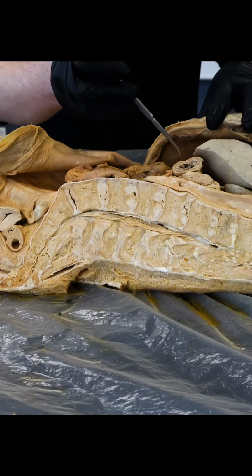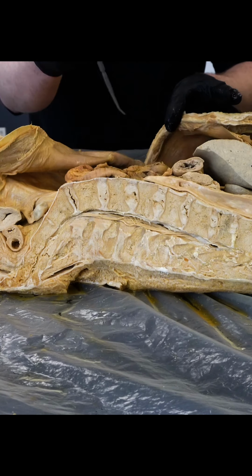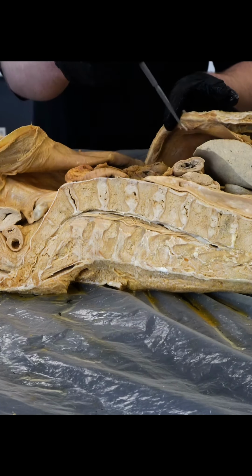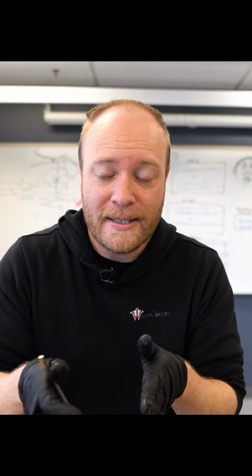But you can also see part of the stomach here, which has, we're in that pylorus, and you're getting into what's called the pyloric sphincter. So basically this is where the stomach is going to start transitioning into the small intestine.